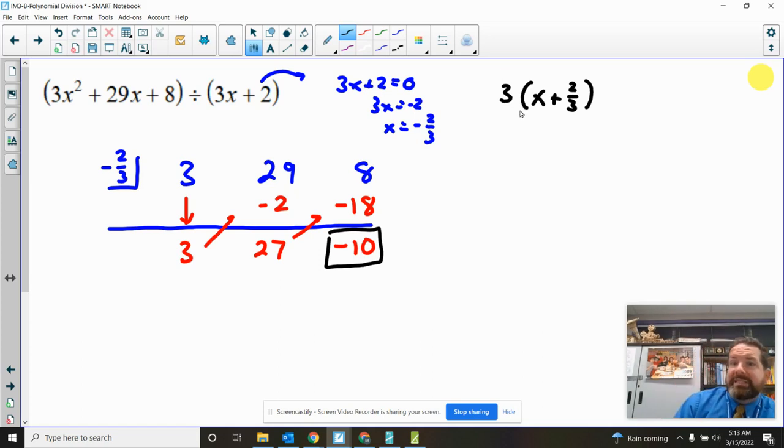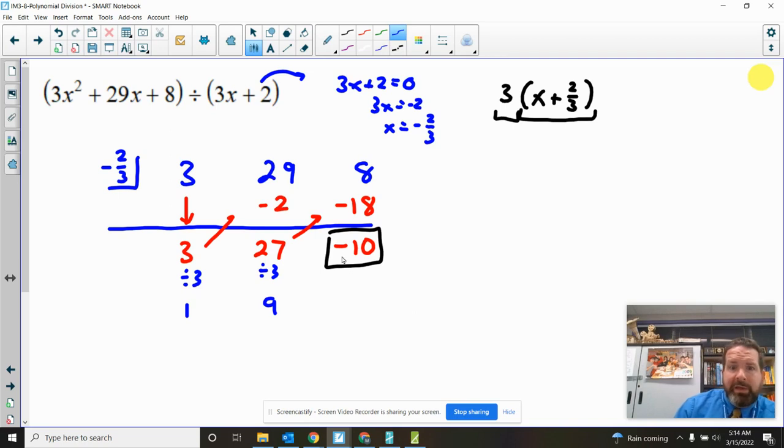But I've technically only divided by this part so far. I haven't divided by the 3 yet. It's now up to us to take these two coefficients and divide them by that 3. So really, if I divide by 3, I want a 1 here. And if I divide by 3, I want a 9 here.